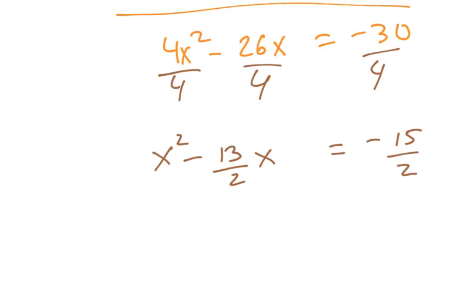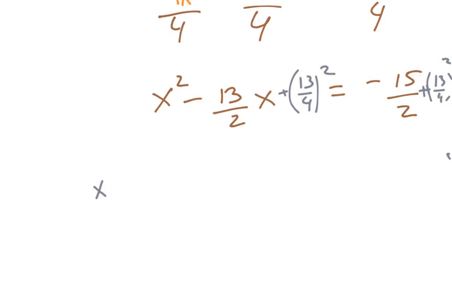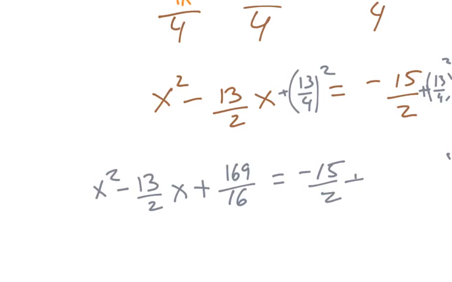So now I'm ready to complete the square, which means I'm going to take 13 over 2. I'm going to divide by 2, which is 13 over 4, and then I'm going to square it. So I'm going to add that to the other side. All right, let's keep cleaning it up. So we're going to get x squared minus 13 over 2x plus, now 13 squared is 169, 4 squared is 16, that's going to equal negative 15 over 2, plus 169 over 16.